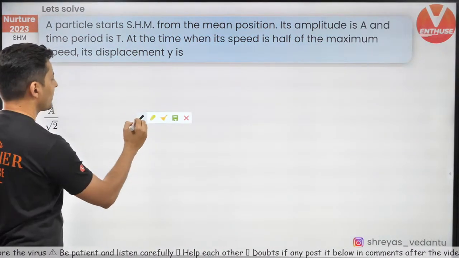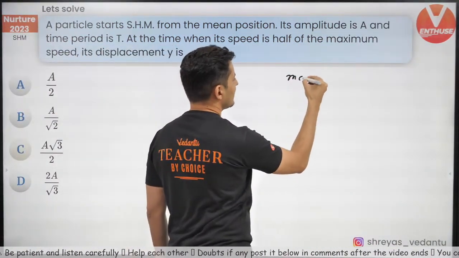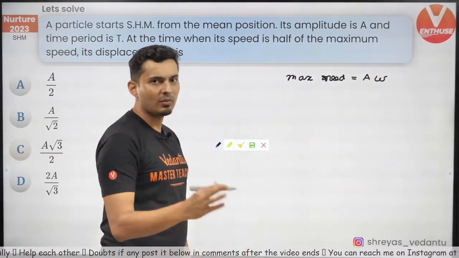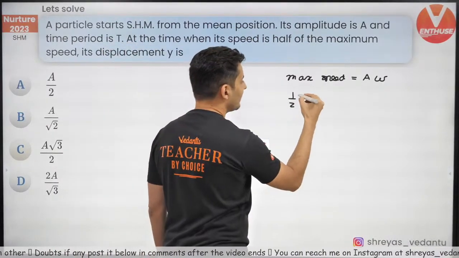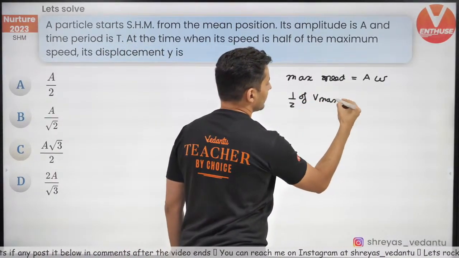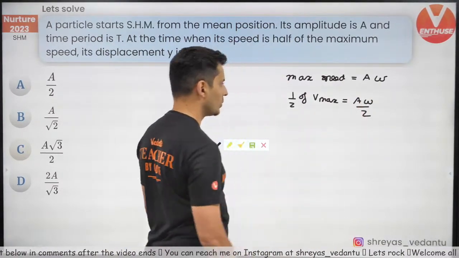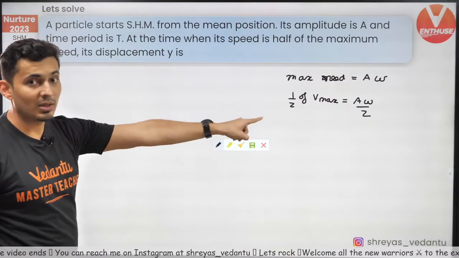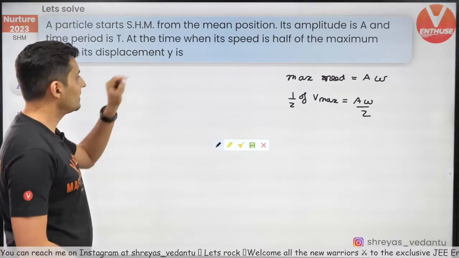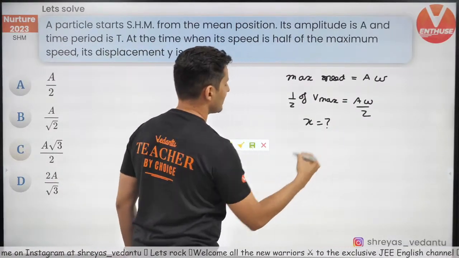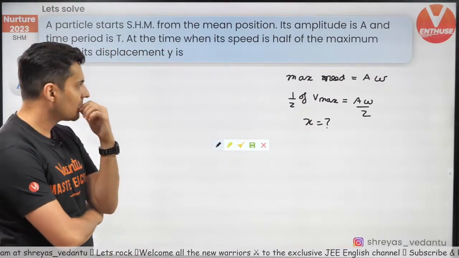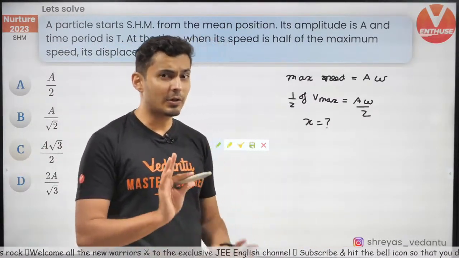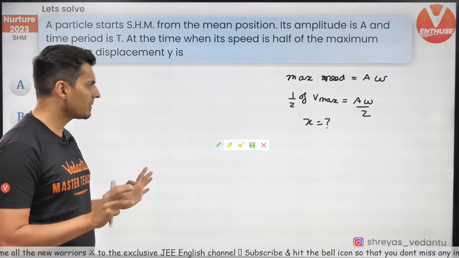Okay. First of all, what is the max speed? The max speed is A omega. We all know that. So half of V max is basically A omega by 2. So when the speed is half of the maximum, that means the velocity is A omega by 2, how much is the displacement? The displacement is asked. How do I find this out? I think there is no question of getting time unnecessarily. Let's not involve time because it will unnecessarily complicate the situation.